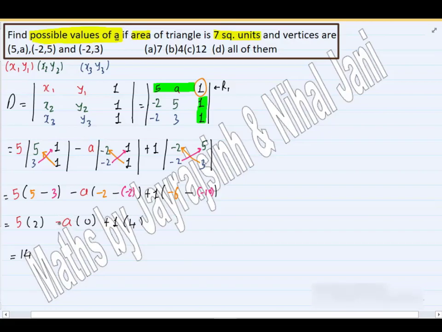Okay, so here the term of a is eliminated, but we have to move to the next step, which is area is equal to half mod d, or we can say half mod 14 will give us 7 square units, which is given in the question. The question seems completed, but where is a?